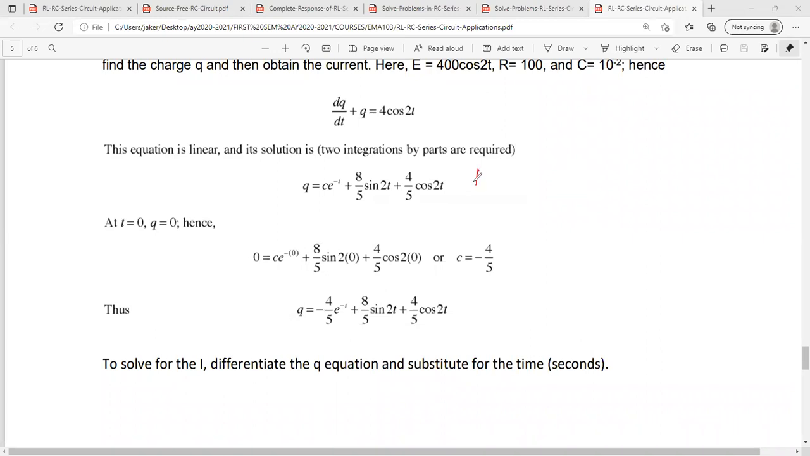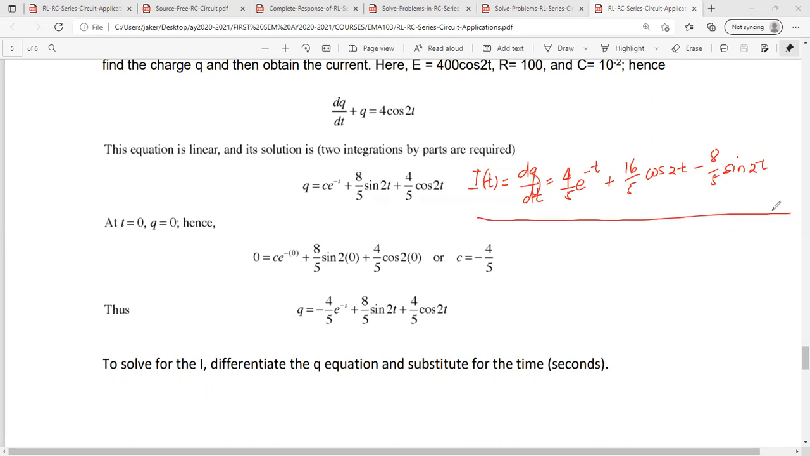So your current is equal to dq/dt, and it's equal to the derivative of this. So you have positive 4 over 5 e raised to negative t, because this negative 1 will be multiplied to this. And then for the sine, the derivative is cosine, but you have the 2, so this would be 16 over 5 cosine of 2t. For the derivative of the cosine, that's negative sine, so I will have negative 8 over 5 sine of 2t. So given the time in seconds, class, you will be able to determine the current passing through your RC circuit.